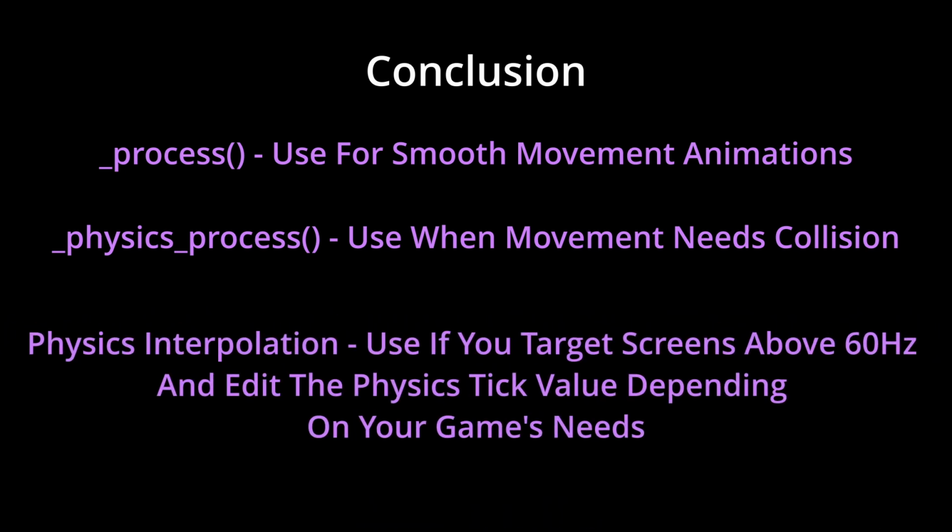Use the physics interpolation option if you're targeting display screens above 60Hz and edit the physics tick rate value to fit your game needs to either get more physics collision checks for more accurate collisions or decrease it to get more performance for mobile devices if you don't have fast-moving objects that interact with each other.